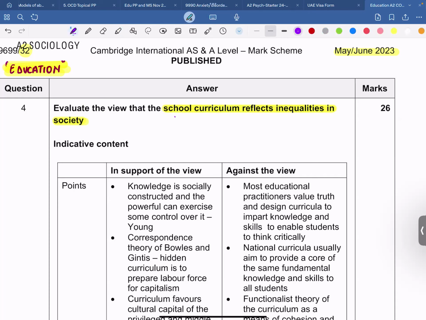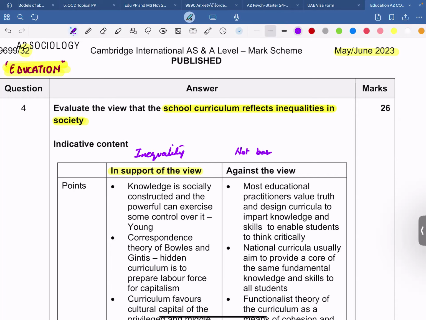Now, in terms of the syllabus, this is from topic number 3, and the name of the topic is influence on the curriculum. So evaluate the view that the curriculum that students come across at school reflects inequalities in society. On the support side, we'd be expected to show how the school curriculum is based on inequality. And on the against side, we'd be expected to write down how it is not based on inequality.